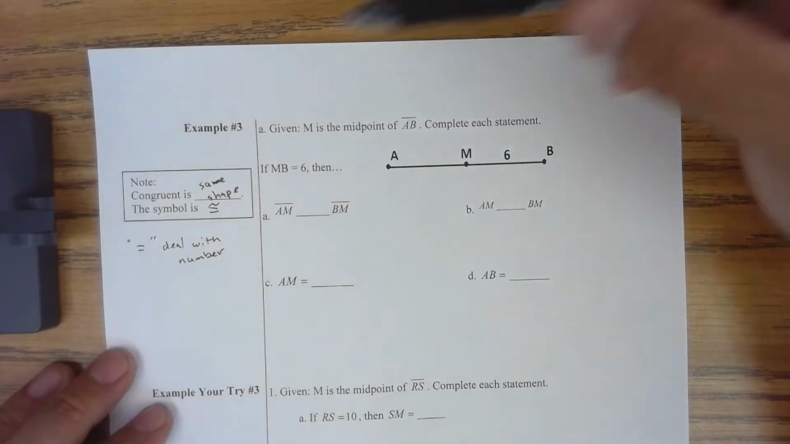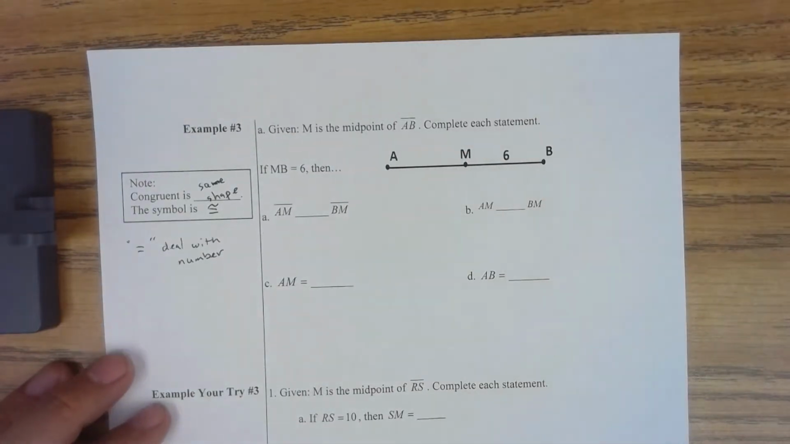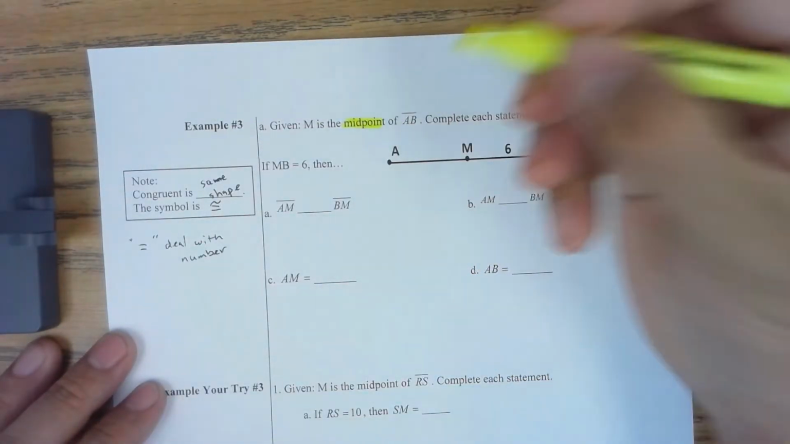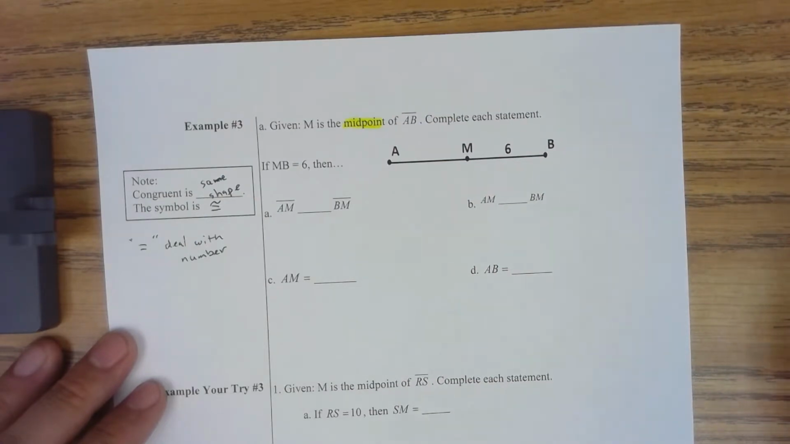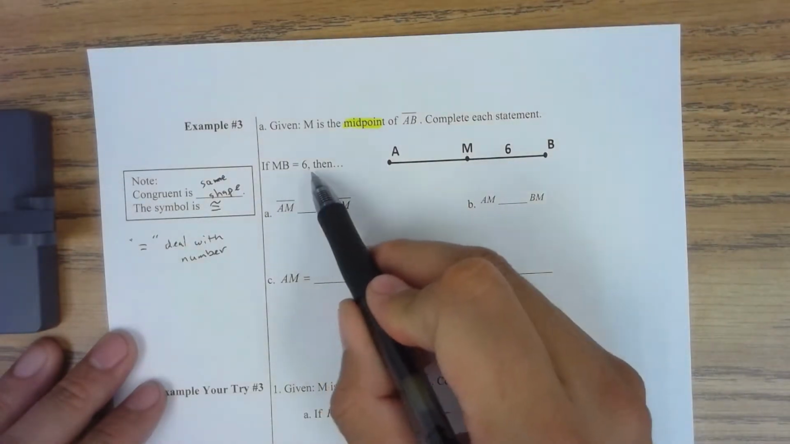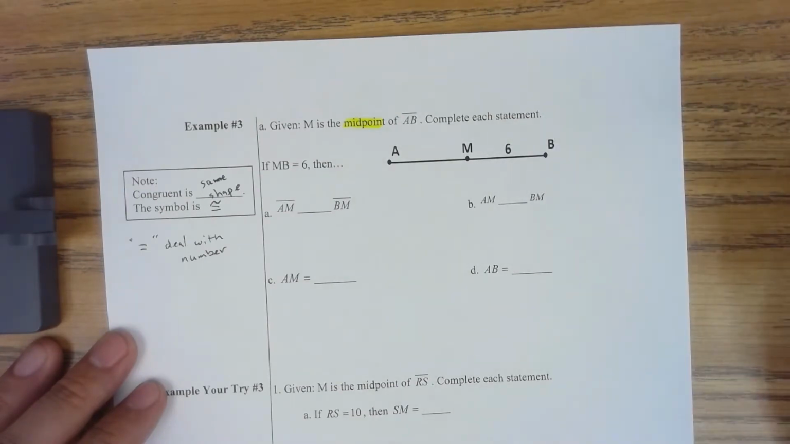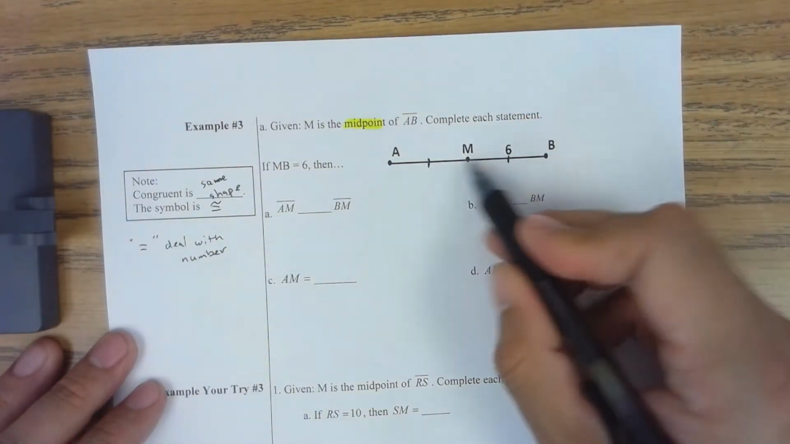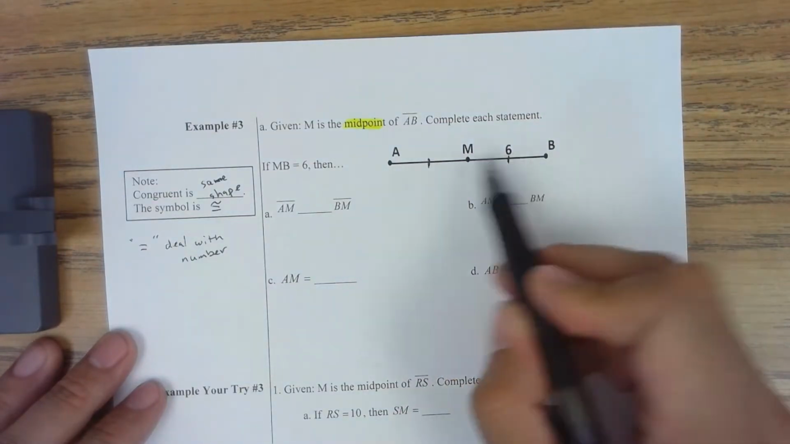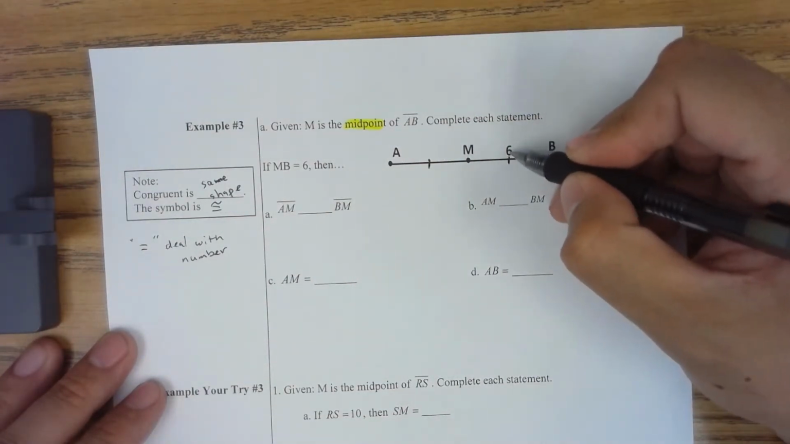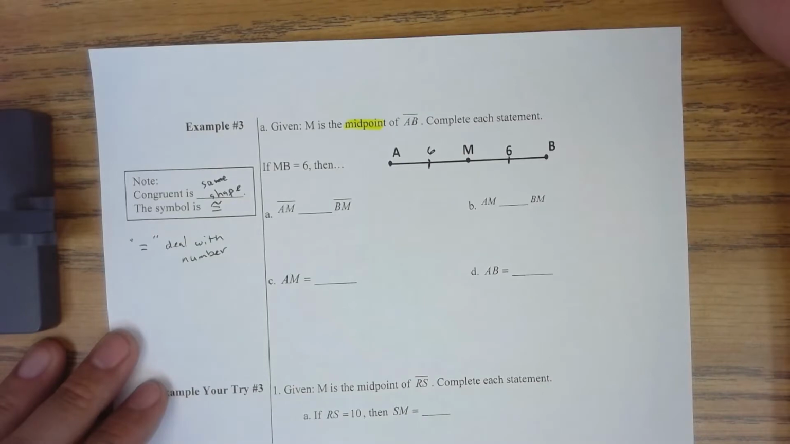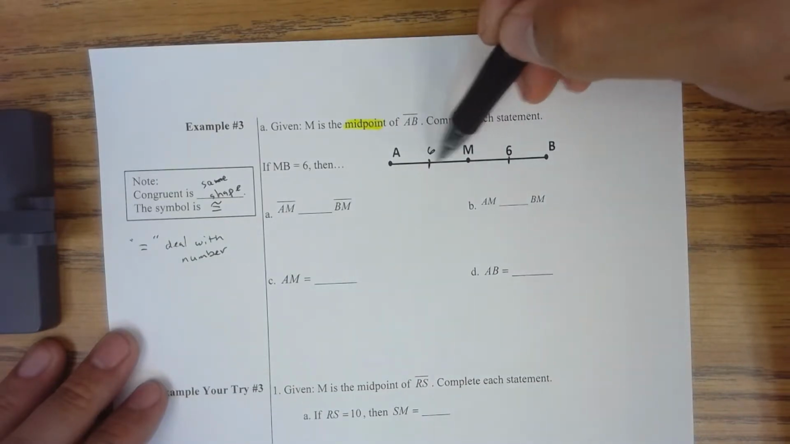Alright, so let's go back to example 3. Given that M is the midpoint of segment AB, again the key word is midpoint, complete each statement. So if MB equals 6, so 6 right here, and we know it's a midpoint, so we know that MB is the same as AM. So I'm going to label a tick mark right here, showing that these two segments are the same. So if this is 6, this is also 6. Why? Because of the midpoint. The midpoint sits in the middle, and these two should be the same.